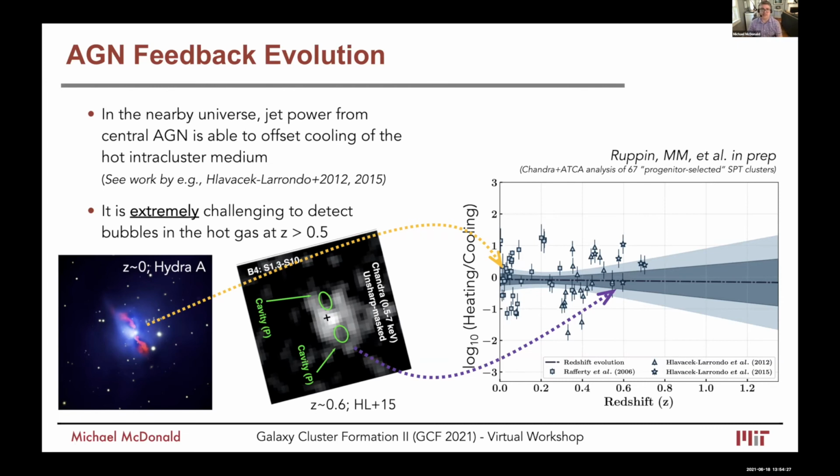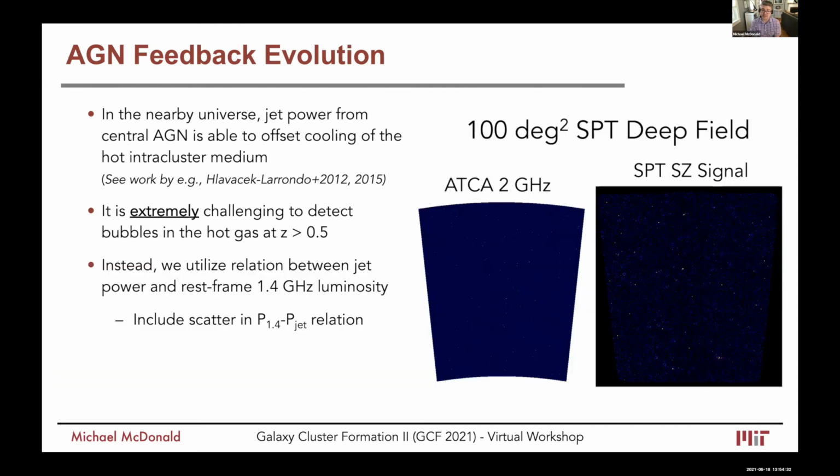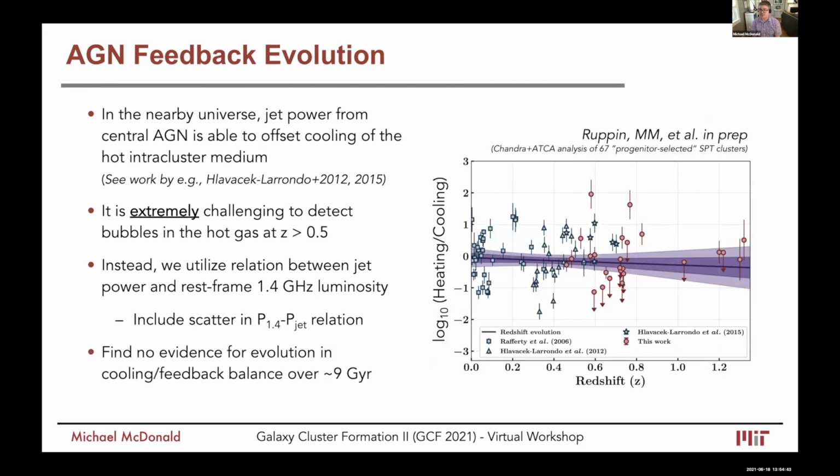And so we've tried to expand on this, and we do this by using the in-hand radio data. So we have 100 square degrees with SPT data, with ATCA data, and with pointed Chandra data. And so combining these three things, we can extend this plot out to redshift 1.3. And so we're taking the jet power now from the radio emission rather than the bubbles, and we're utilizing the 1.4 gigahertz P cavity relationship along with its scatter, which is substantial.